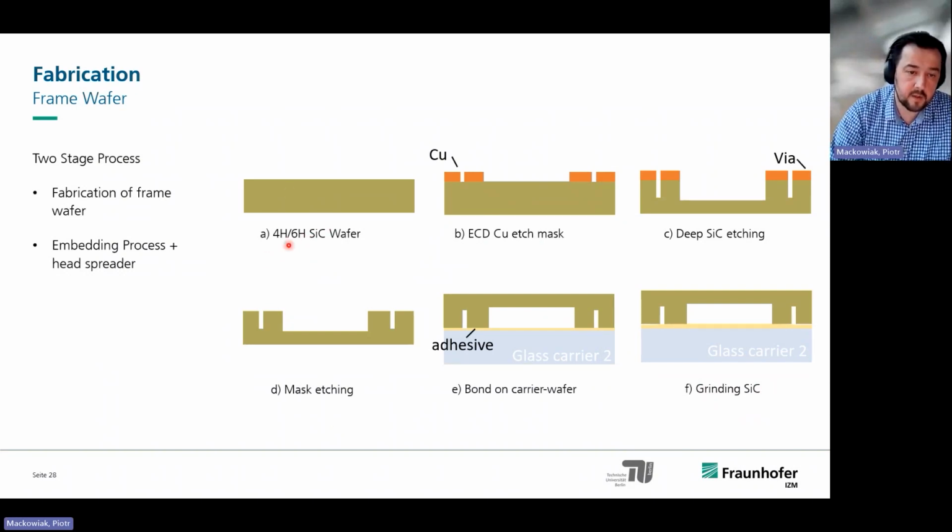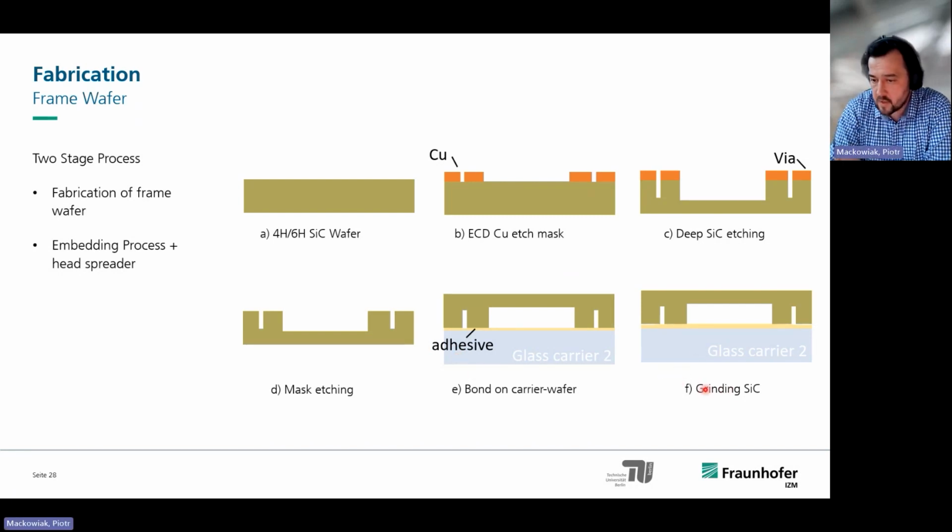Typically, you get the 4H wafer. Sometimes you still get 6H wafer, which is better for thermal conductivity reasons. We apply a mask. Typically for us, it's a copper etch mask, and then we deep etch the silicon carbide using reactive ion etching. We get rid of the mask material and glue it to a carrier wafer.